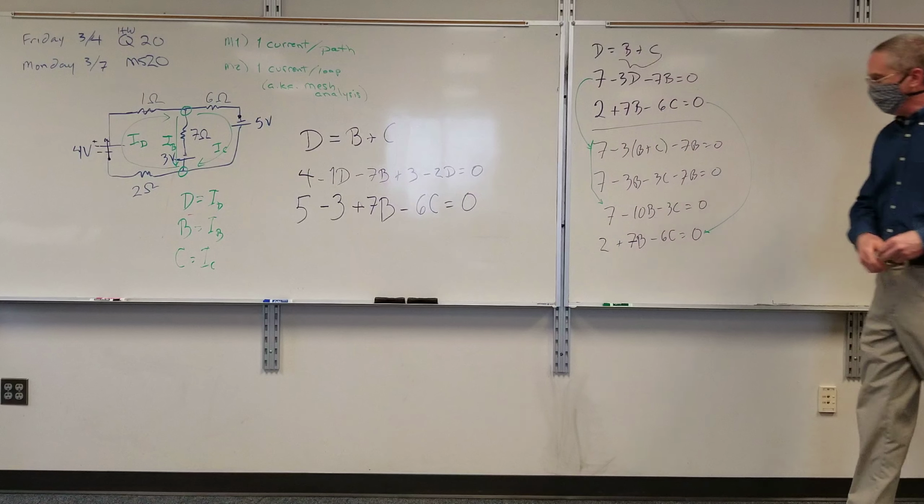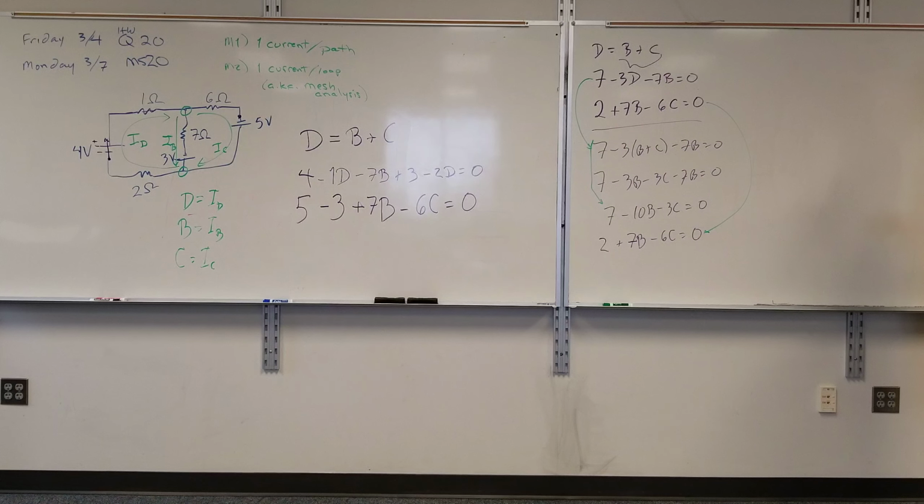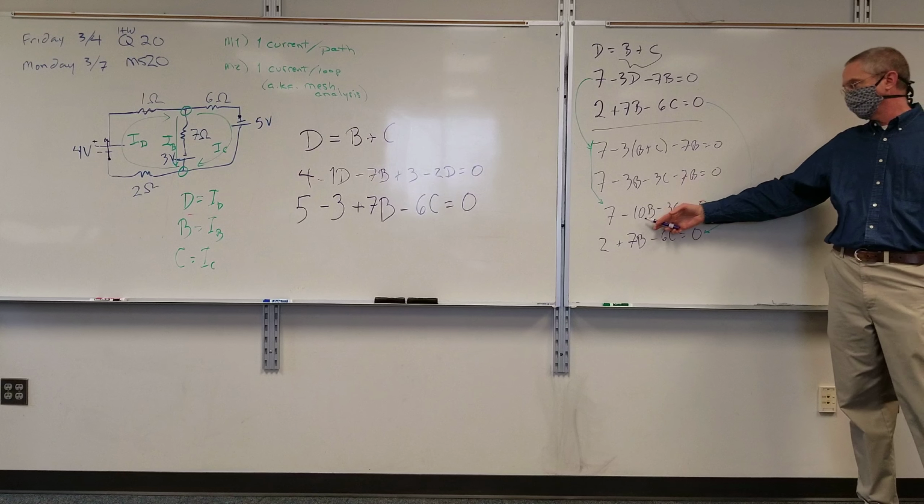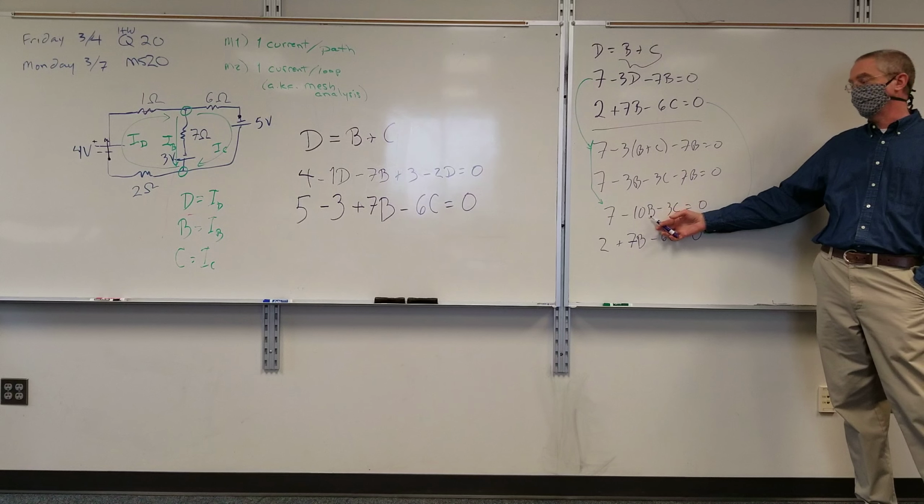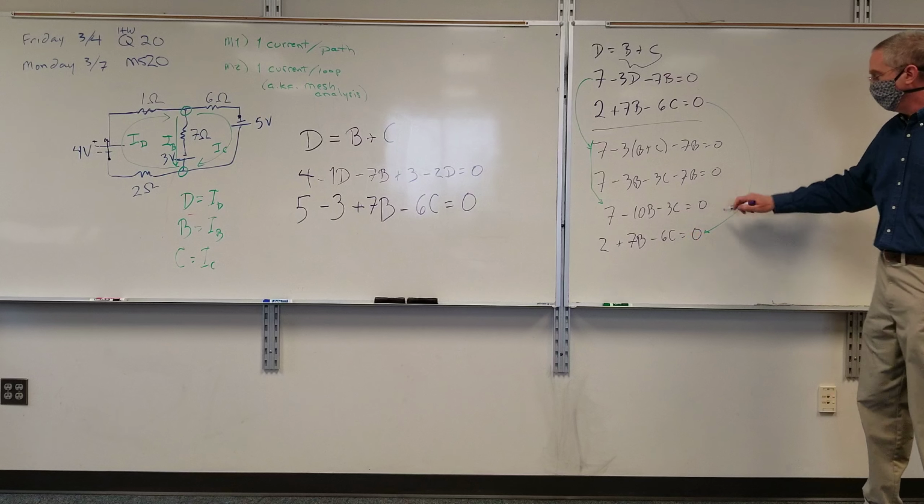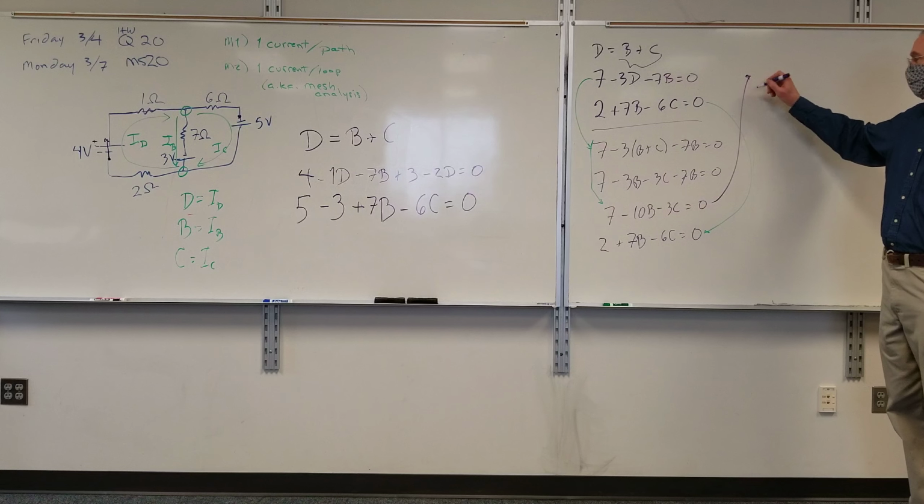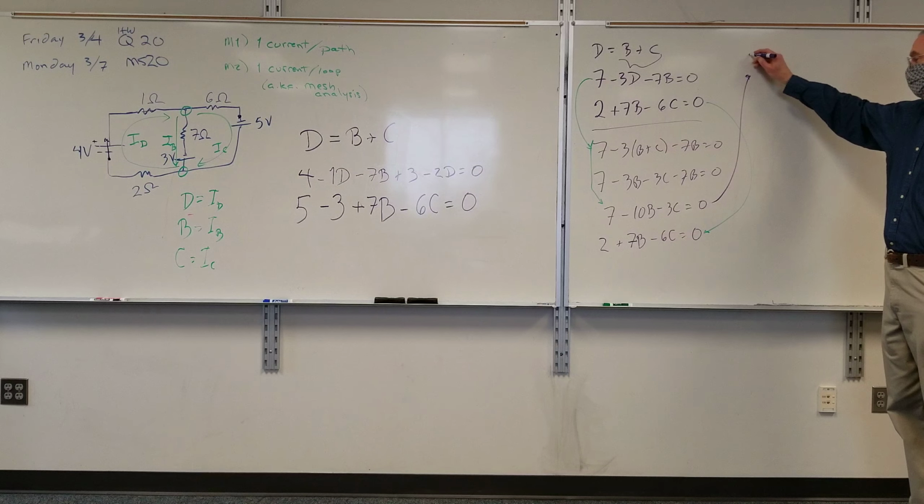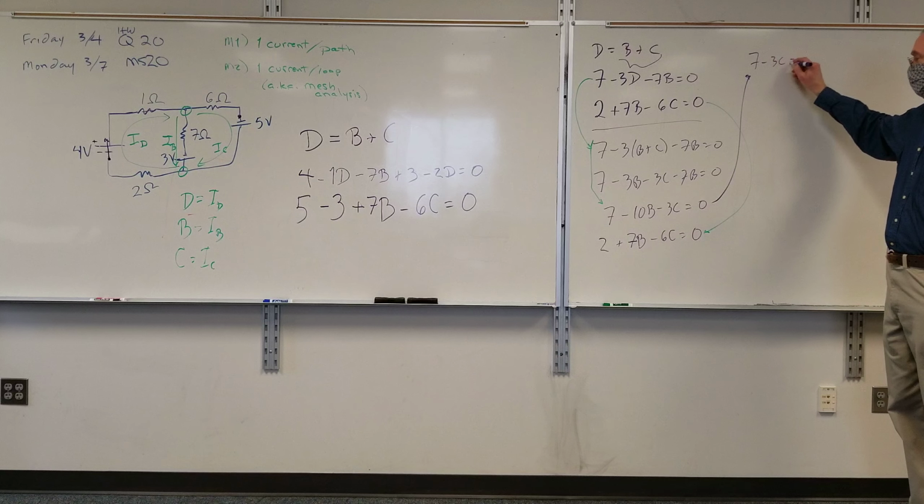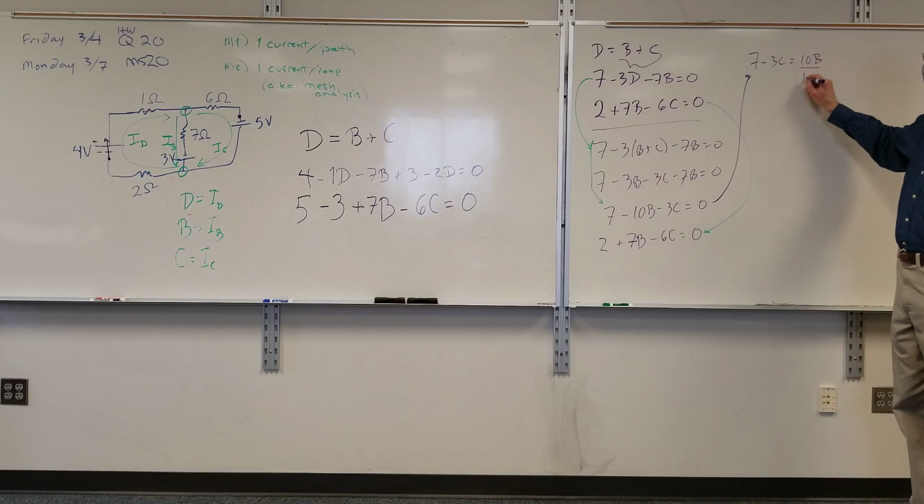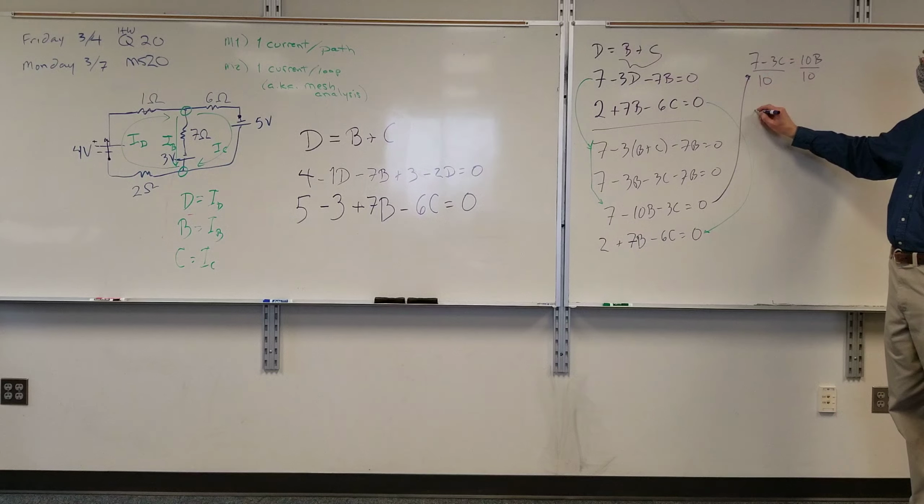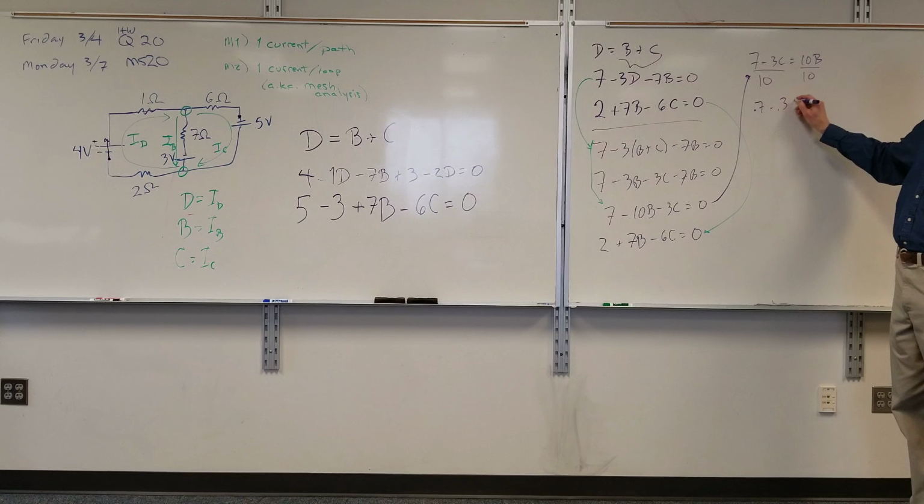So now I have two equations, two unknowns. So I think I will solve for b. Oh, I can divide by 10 easily enough. I'm going to solve for b in this equation and plug it into the next one. So if I solve for b, I'm going to add it over to the other side. So I have 7 minus 3c is equal to 10b. Then I divide by 10, and I have 0.7 minus 0.3c is equal to b.